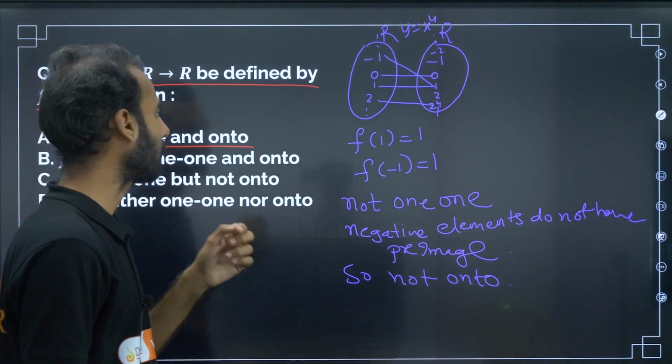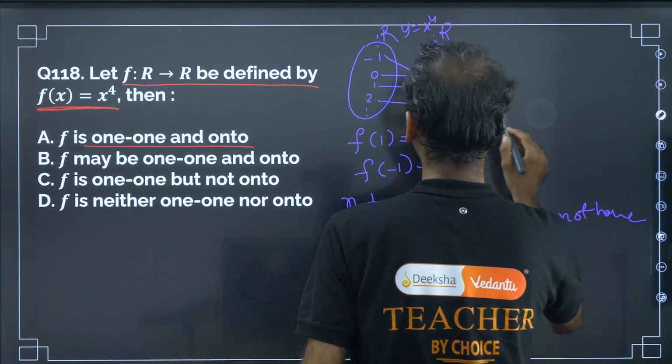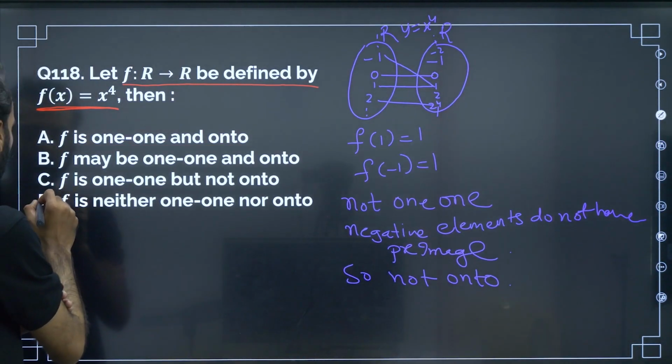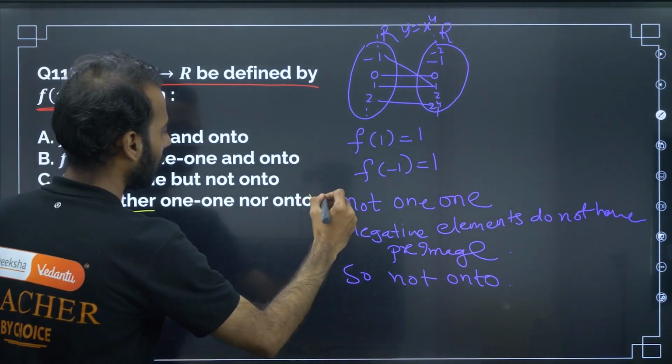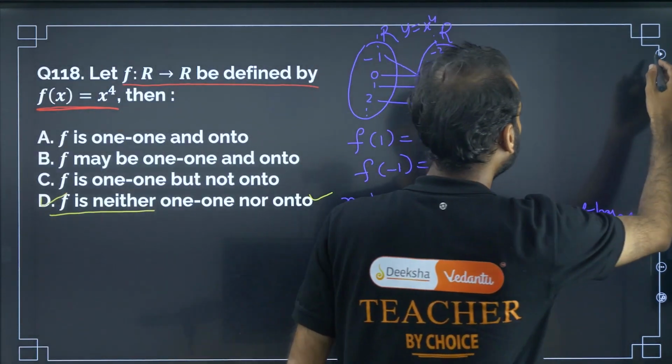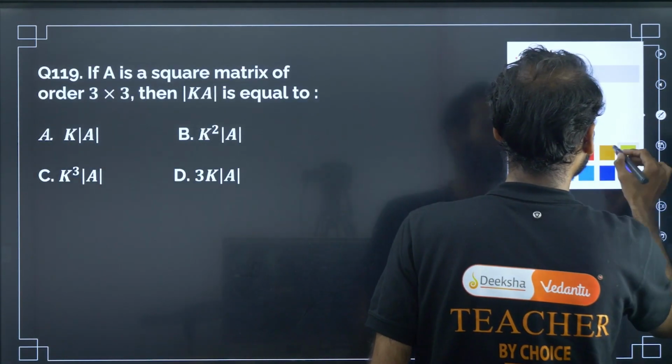So what is the answer for this? Neither one-one nor onto. This is the answer. Neither one-one nor onto. Next, moving on to the next question.